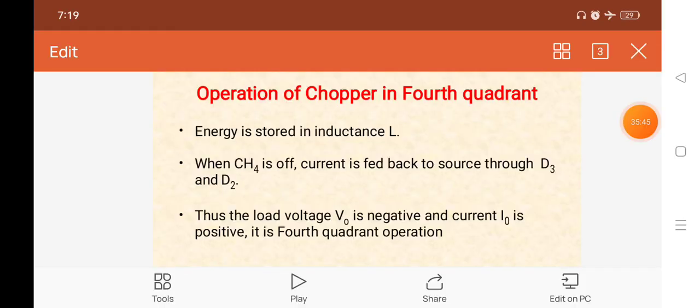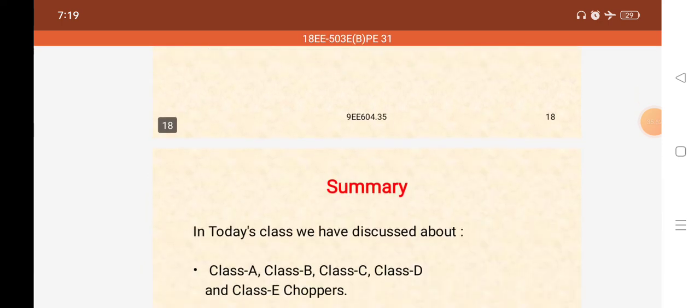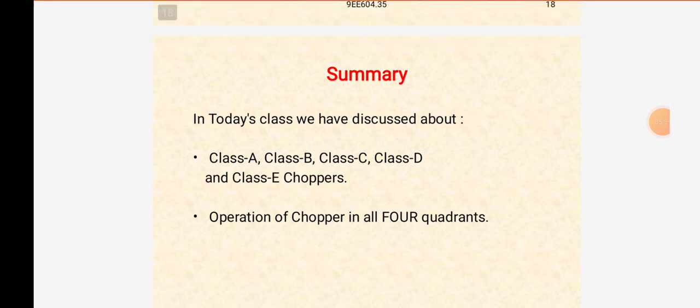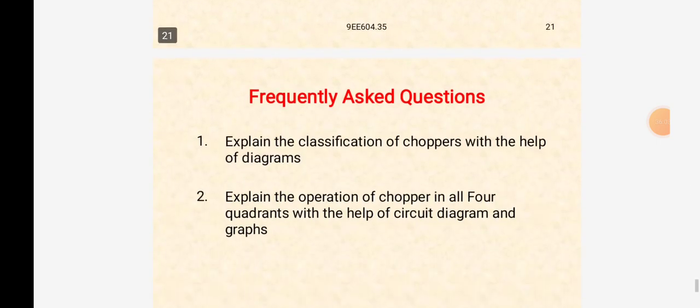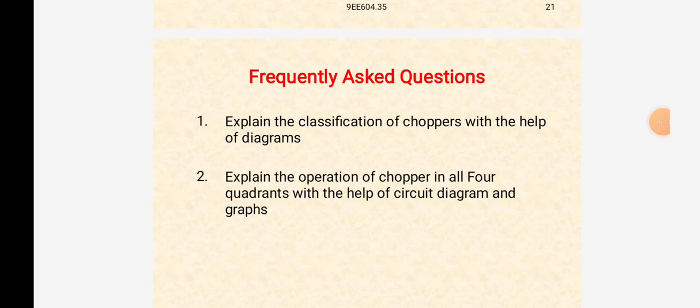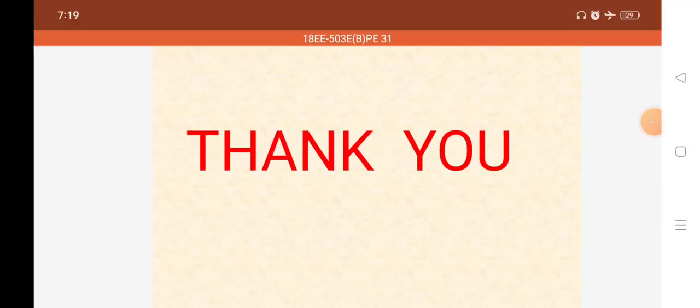So now we watched the YouTube lesson regarding choppers working in four quadrants. Today we learned class A, class B, class C, class D, and class E choppers, and also the operation of a chopper in all four quadrants. Here we have a few quiz questions and a few frequently asked questions. Thank you.